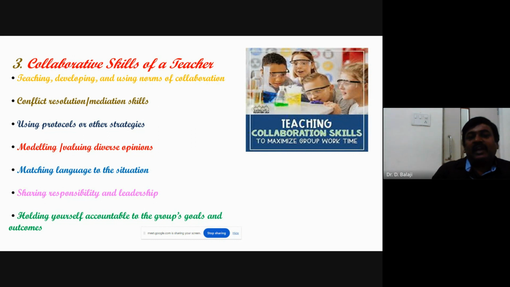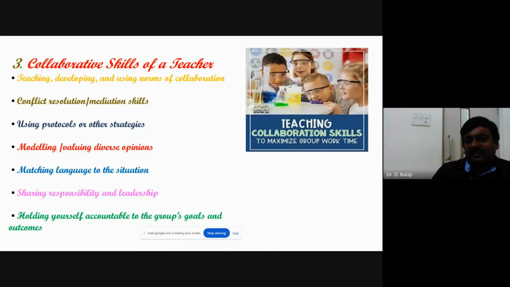Our strategy is teacher leadership. Modeling and valuing diverse opinion, as we had discussed earlier also. If the students come from different cultural backgrounds, different background students will get different sorts of mindsets. If they have different ideas, they have diverse opinions, you should listen to all those things and you should give value to them.